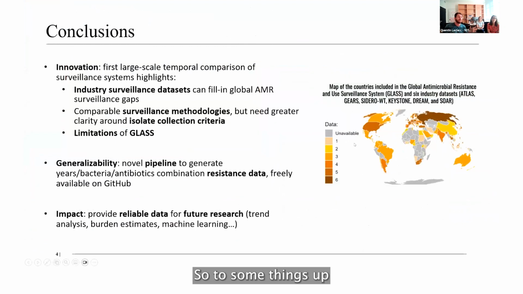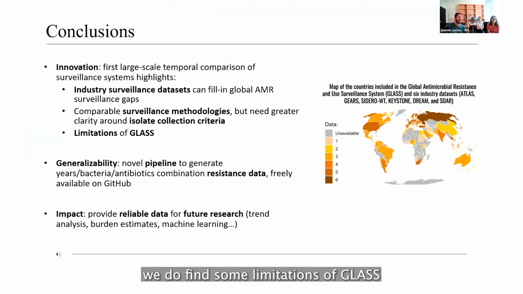So to sum things up, in terms of innovation, we propose the first large-scale temporal comparison and combination of surveillance systems. This highlights that industry surveillance datasets can fill in global AMR surveillance gaps. They have comparable surveillance methodologies, although we do highlight the need for greater clarity around isolate collection criteria. We do find some limitations of GLASS.